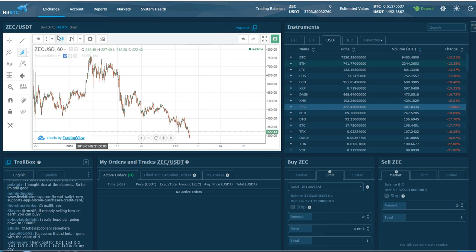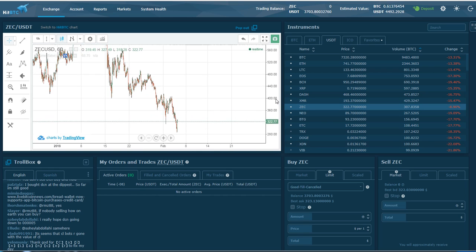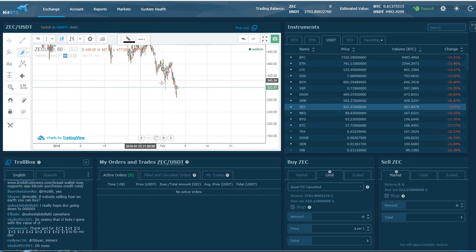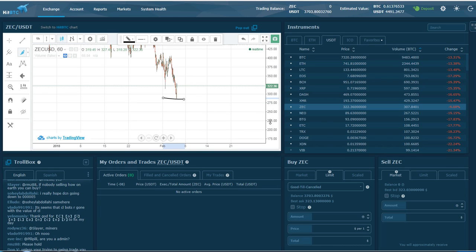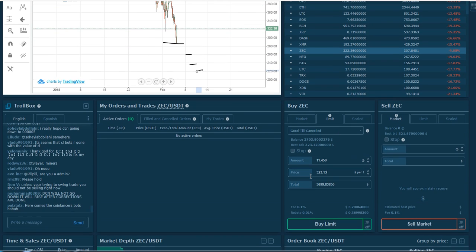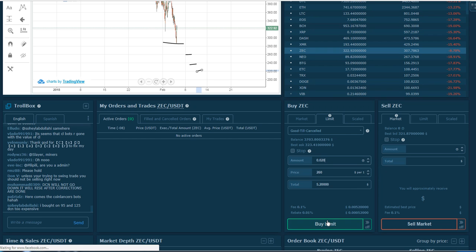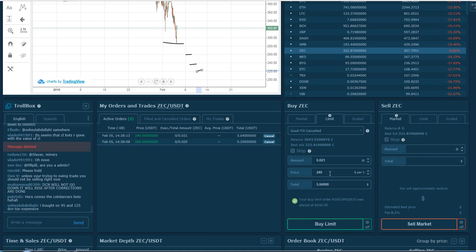Okay, so here we are at Zcash. Notice we have a little bounce here. So we're just going to give ourselves a couple of ideas: 260, 240, 220. How about that? 260. Boom. 240. Boom. 220. Boom.